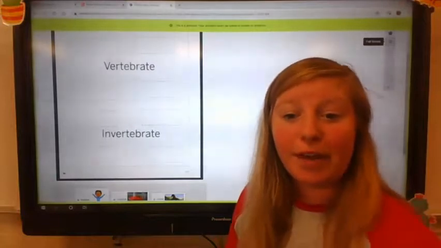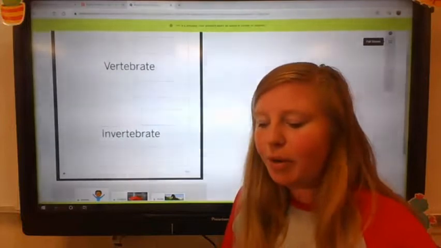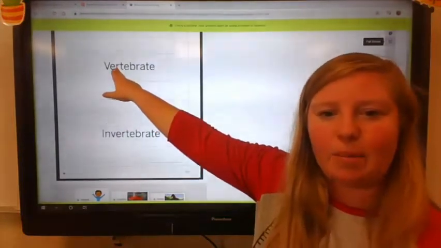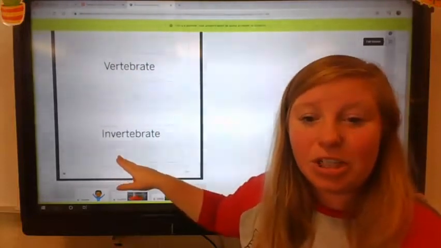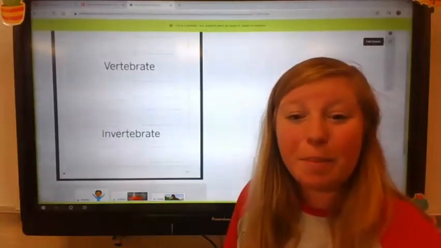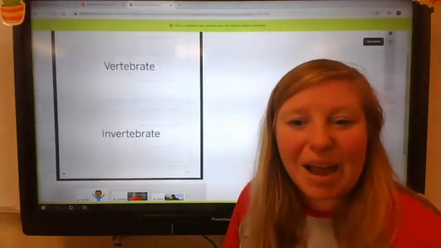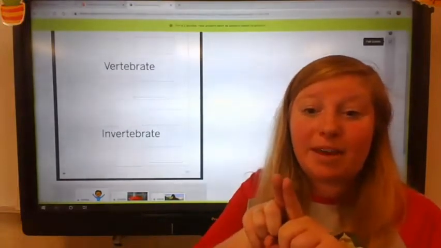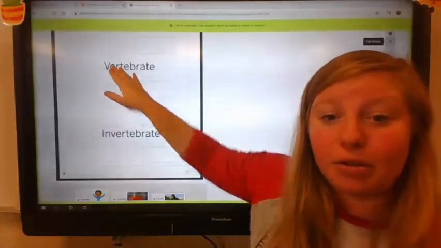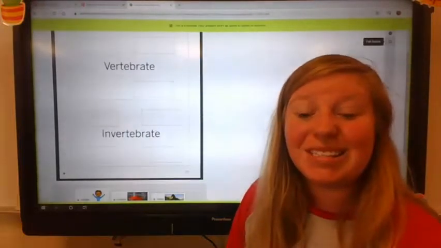These are two of our vocabulary words that we're going to be learning about and using a lot today. Vertebrae means animals that have a backbone. Vertebrae, animals that have a backbone. Then we have invertebrate, which is animals that do not have a backbone. Another word for backbone is spine. We may know that word a little bit more. Spine and backbone mean the same thing. So vertebrae, animals with a backbone. Invertebrate, animals without a backbone. And a backbone is a spine.